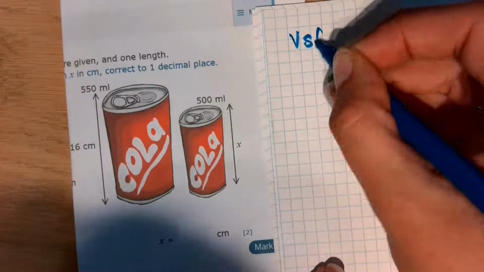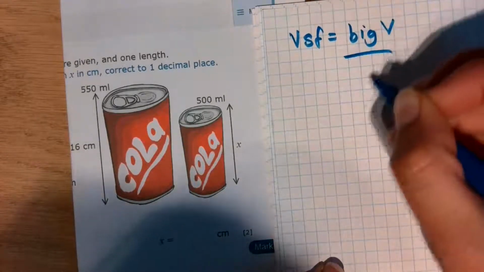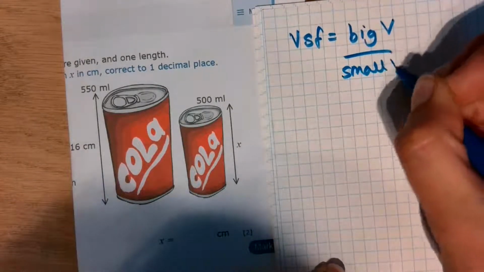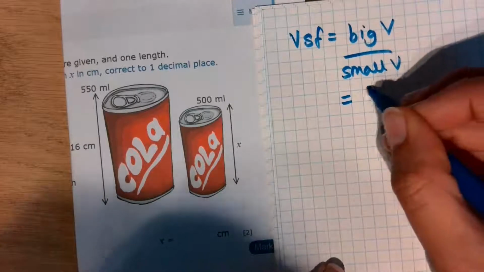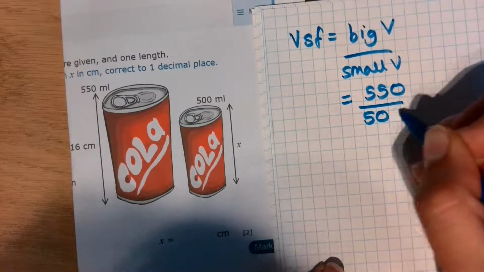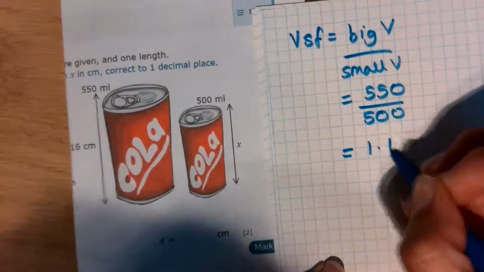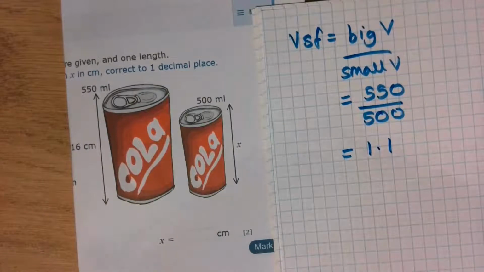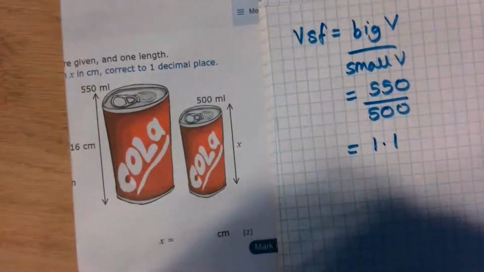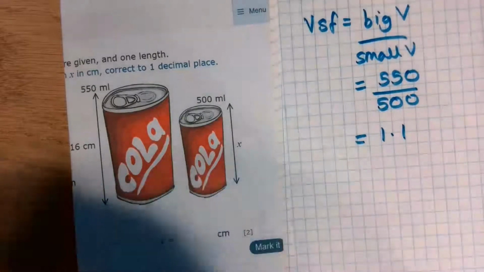So the volume scale factor is the big volume divided by the small volume, which is 550 divided by 500. So they're quite close, aren't they? And we can see that's going to be 1.1. Just checking that because, like I said, it's 9 o'clock on a Sunday evening. Yes, that's correct. Oh, goodness.